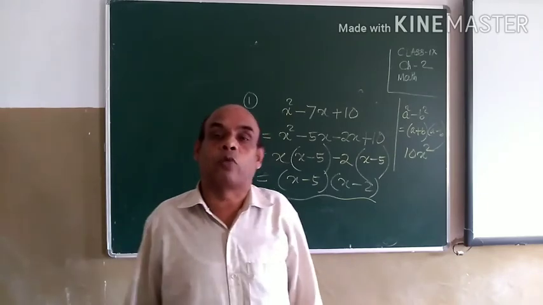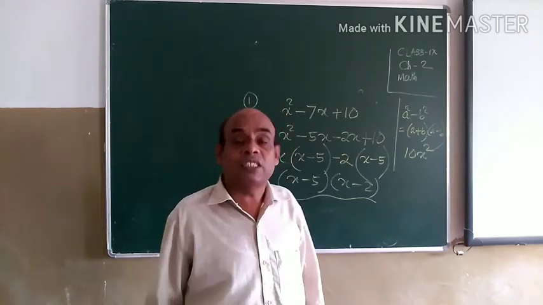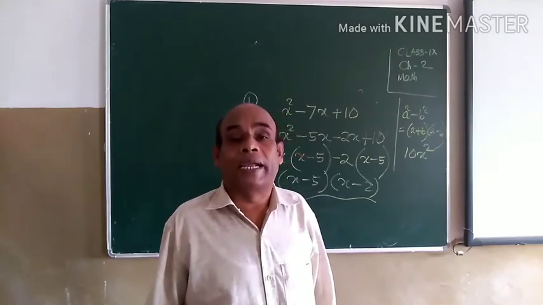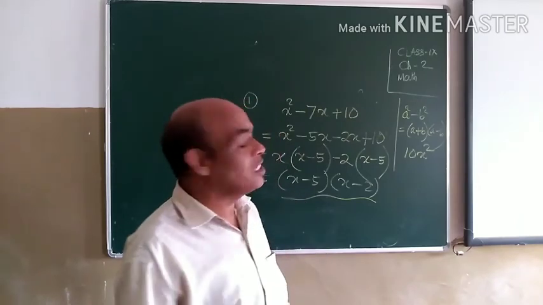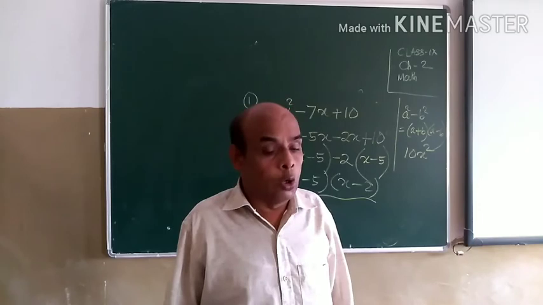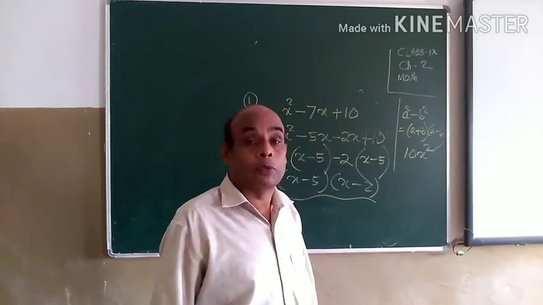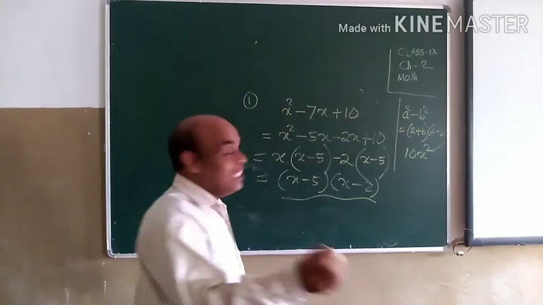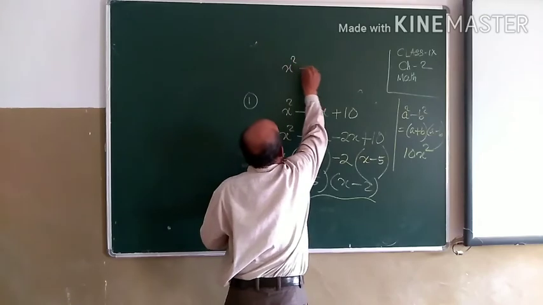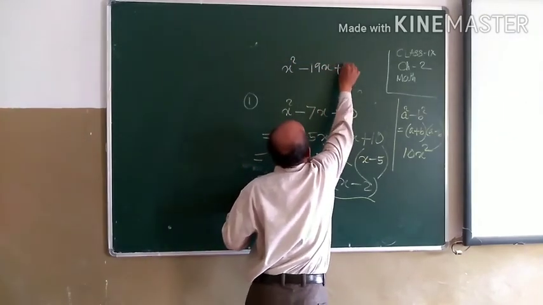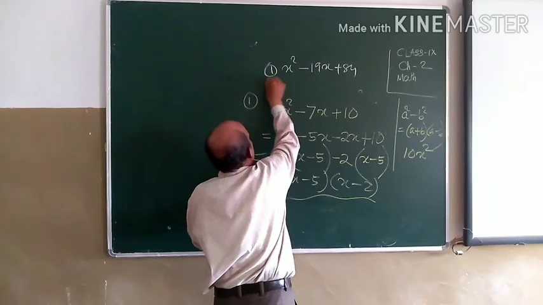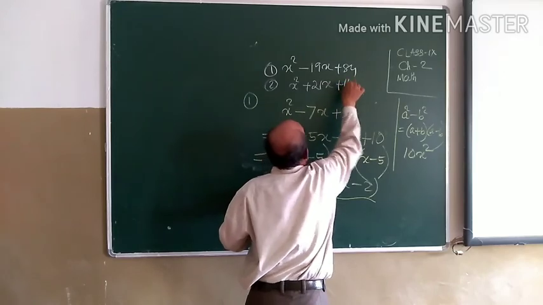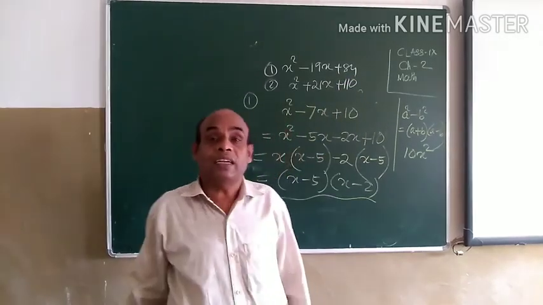So dear children, we have already discussed factorization. One method is the complete square method. Second is the difference between two squares, and third is the middle factor form. And in the next class we will discuss the other methods. So I will give you the home task that you have to work out at home. Please write: factorize x square minus 19x plus 84. Question number 1, and question number 2 is x square plus 21x plus 110. So dear children, thank you all.